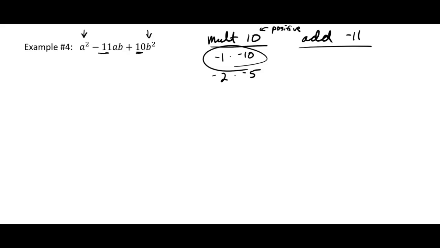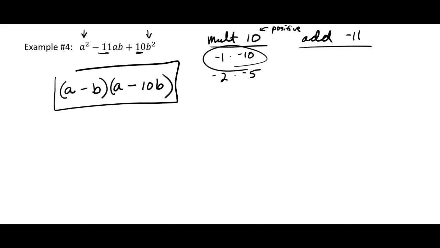So we're going to factor it into two binomials. It's going to be a minus b, so it's minus 1b. We don't usually put the 1. And then a minus 10b. Okay? Now we can check and see if this is right. I think this is right, but here comes the check.